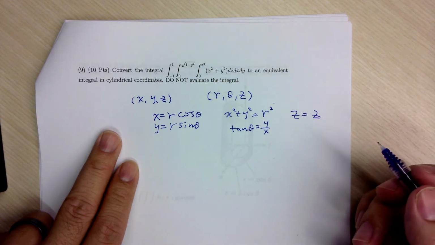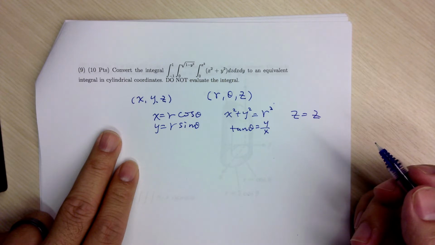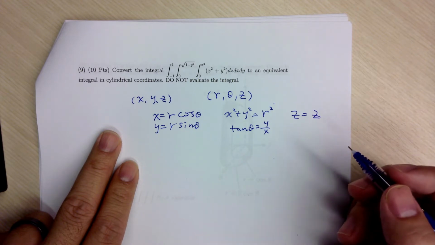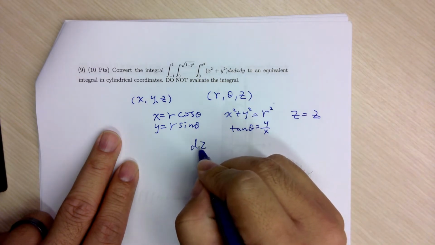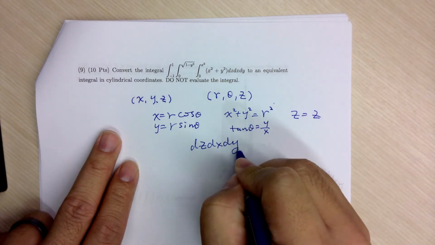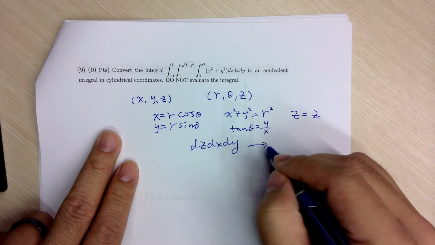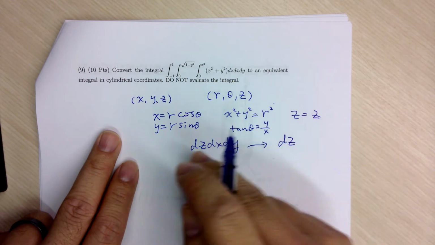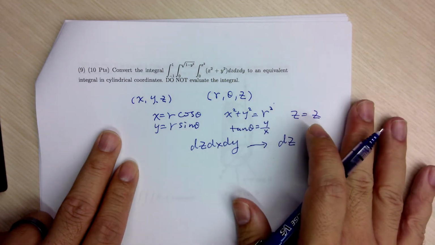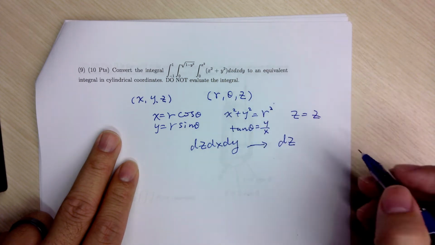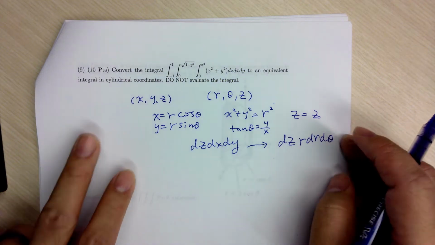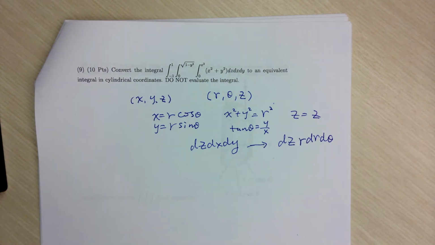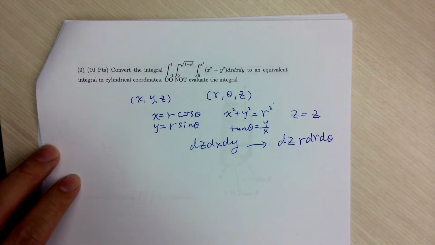Also, the other part is, when you're trying to convert it, the dv, dz dx dy, into the cylindrical one. So it's going to be dz. There is nothing wrong with the z because z is already part of it, right? And so it's going to be r dr d theta. Okay, so those are the pre-setups you need to know.